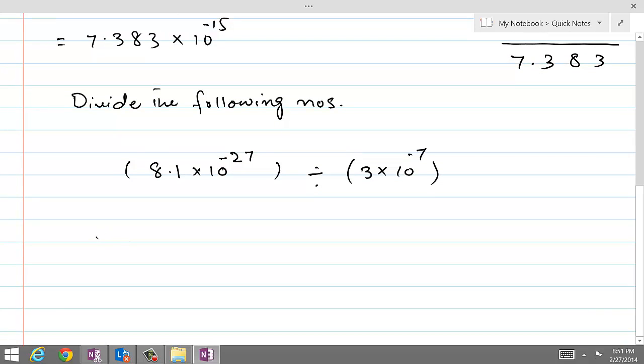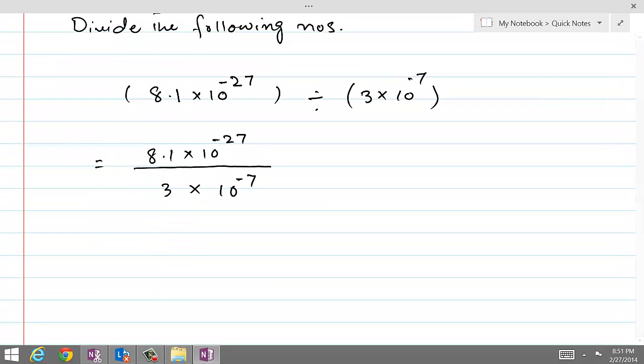So now let's divide these numbers. 8.1 times 10 raised to power minus 27 divided by 3 times 10 raised to power minus 7. Just the way we did before, the decimal portion must be divided by the decimal portion, and the exponent portion must be divided by the exponent portion. So here it is 8.1 divided by 3 times 10 raised to power minus 27.